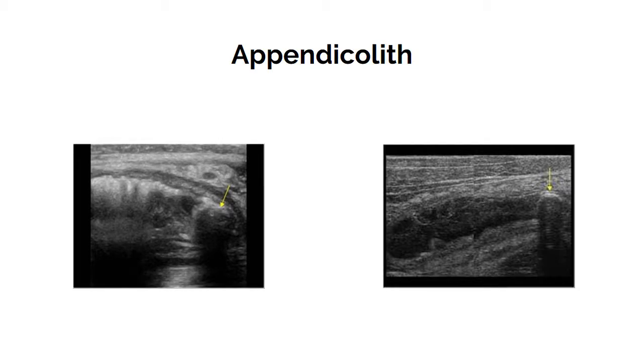Sometimes an appendicolith with shadowing may be seen within the lumen of the inflamed appendix. This finding is always indicative of appendicitis regardless of the presence or absence of other symptoms.